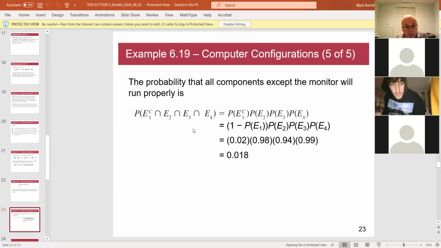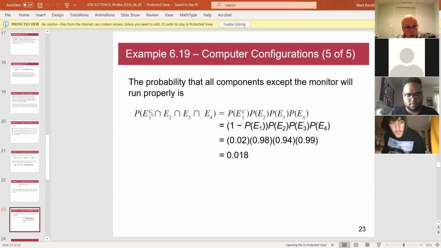Okay. Now, what if you wanted to know the following? What's the probability that all the components are working properly except for the monitor? Well, the monitor is E1 working properly, so the probability that it's not working properly would be the complement of E1. That's 1 minus the probability of E1. Remember, the complement is going to be 1 minus the probability.